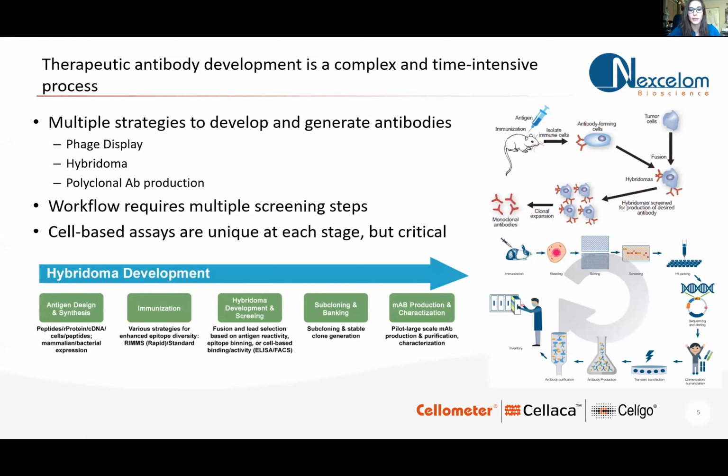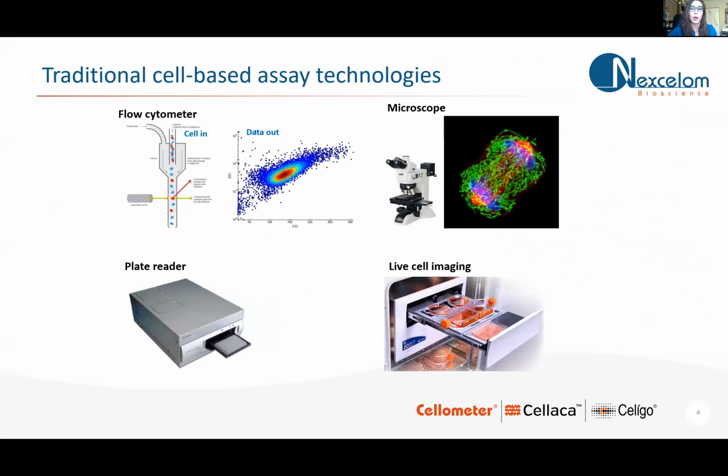So are these hybridomas actually growing? Once they start producing antibodies, are those antibodies actually binding the antigen of interest? And then once you've evaluated that they are binding, are they actually exerting the physiological effect? And at each of these stages, cell-based assays are critical. They're very unique, so a lot of times, multiple types of assays or multiple types of platforms have to be utilized for that. So I want to focus a little bit on some of the traditional methods that are used to screen for different stages of that workflow.